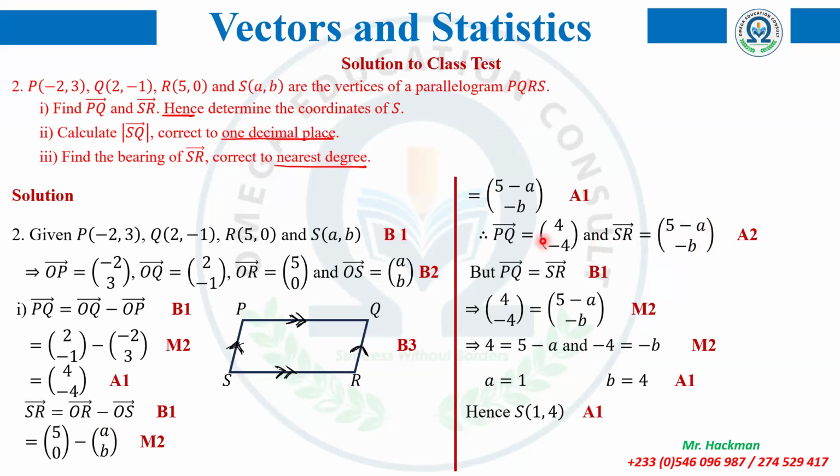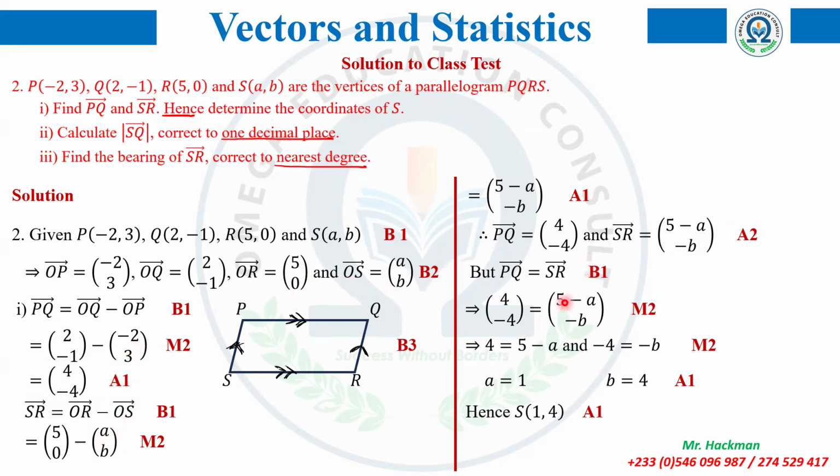Like I said, if you had your conclusion drawn separately, 1 mark will go for the first conclusion, and 1 mark will go for the second conclusion. You don't lose any marks anyway. Now, what are we supposed to do? We need to find the coordinates of S. So it means we need to find the values of A and B, and we will know the coordinates.